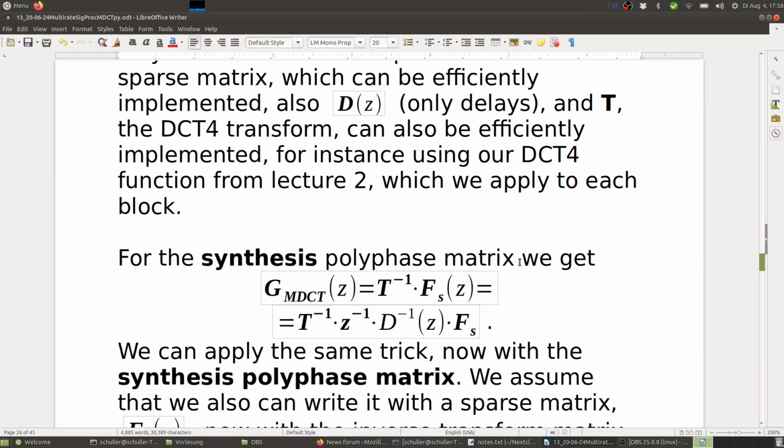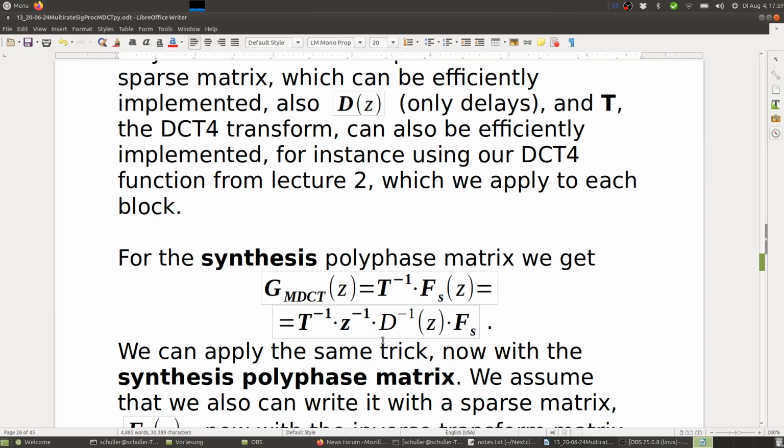For the synthesis polyphase matrix we get this. So G Mdct, so this is the polyphase matrix, is T to the minus 1, so the inverse DCT4 matrix, times Fs of z. So that's the synthesis folding matrix. And the synthesis folding matrix needs to have this inverse delay matrix in it, right? Because we want to have perfect reconstruction in the end, times the matrix Fs, and this Fs needs to be the inverse of Fa, right?